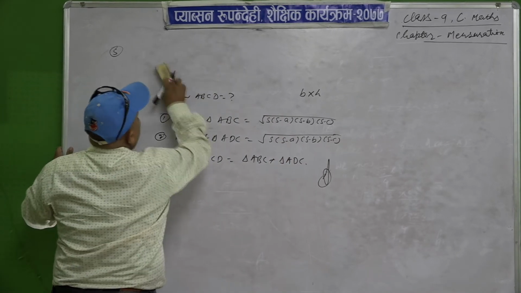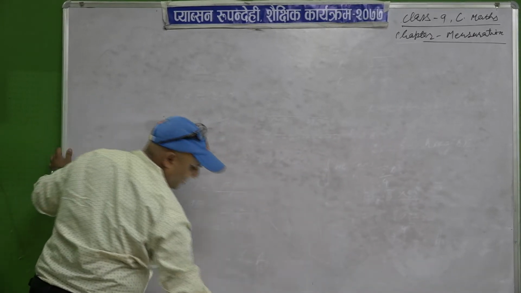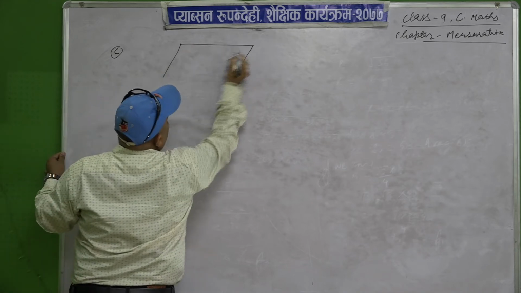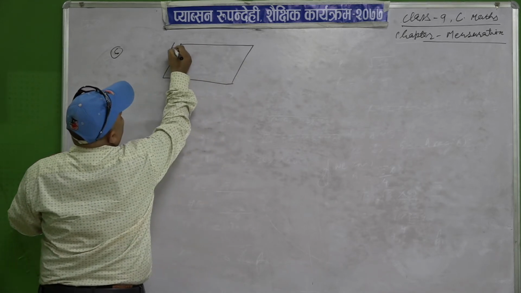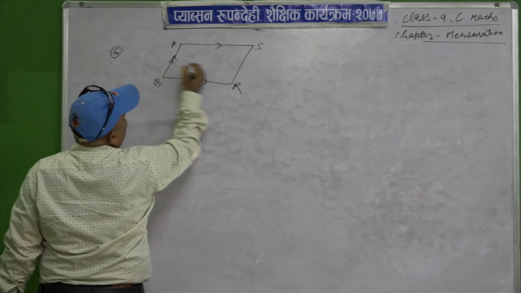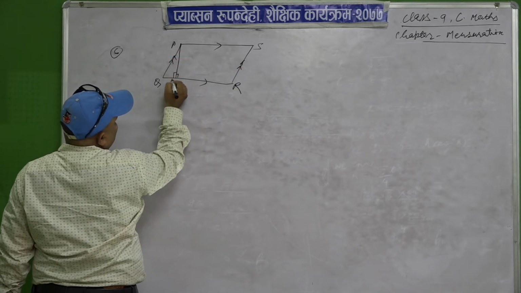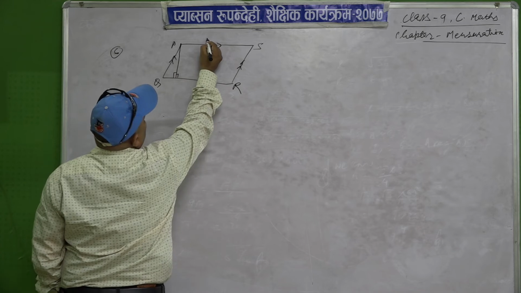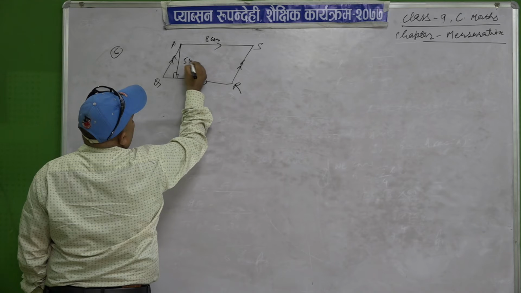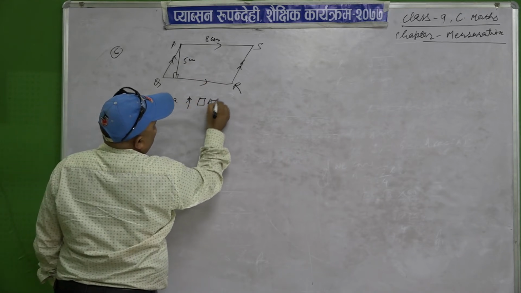And now in the same question, same figure, question number 6. Suppose this is a parallelogram PQRS. These two are parallel, these two are parallel, and suppose here is given height. This line is height. This line is given 8 centimeter, and this is given 5 centimeter. Now we have to find out area of parallelogram.